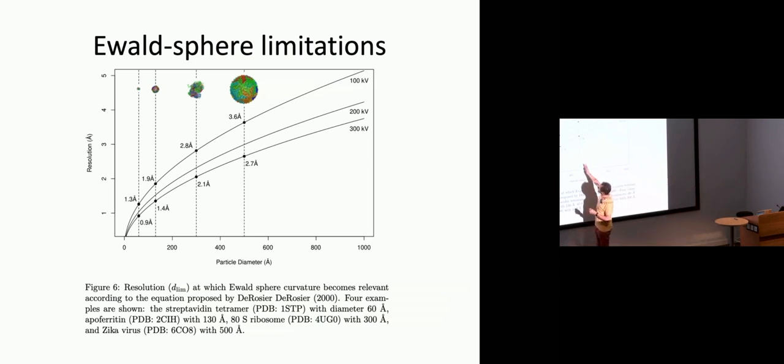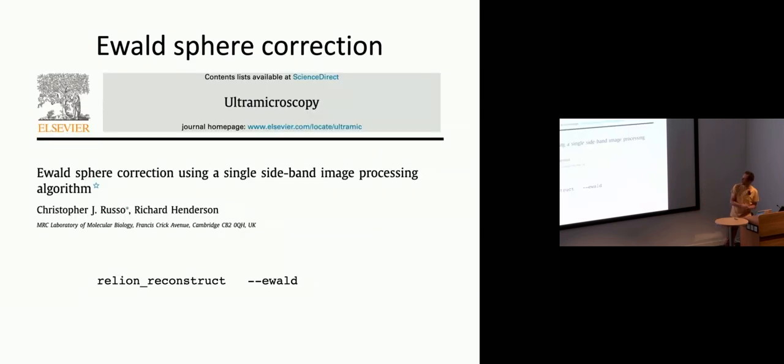For much smaller particles, it's of course less of a problem. Here this is apoferritin, our favorite one. At 300 kV the limit is 1.4, which you could say, oh, I'm no longer too keen on, but I'll show you how you could still correct that. At 100 kV, it becomes 1.9, which is a lot less than what you could potentially get. Now, the good news is that there are algorithms to correct for this, and Richard mentioned some. Chris and Richard wrote this paper, which I implemented in Relion reconstruct. So this is not part of Relion refine.